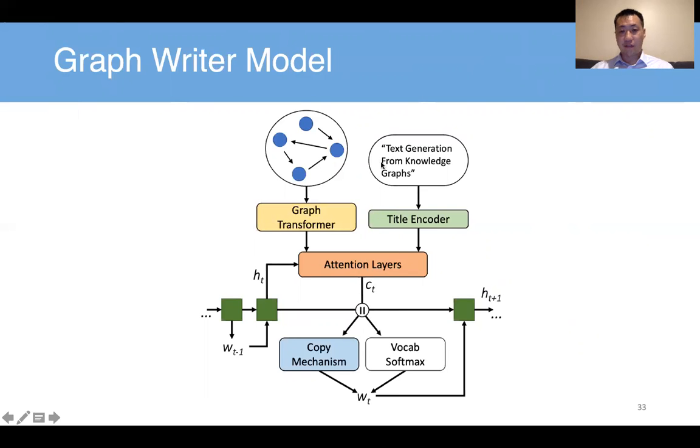Okay, so they feed the title in as an input. The title is pretty important as a clue for the graph writer about what kind of information should be written in the text from the graph. So the graph is fed into the graph transformer, and the title is fed into the encoder, and they build the attention layers and the copy mechanism and vocabulary softmax to generate a word. So that's a pretty simple architecture, but it works very well.